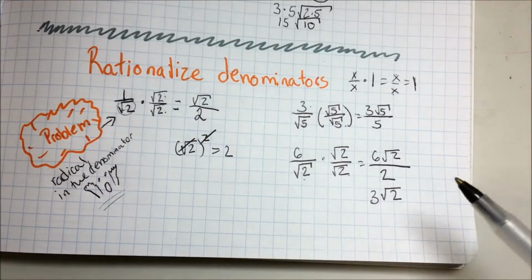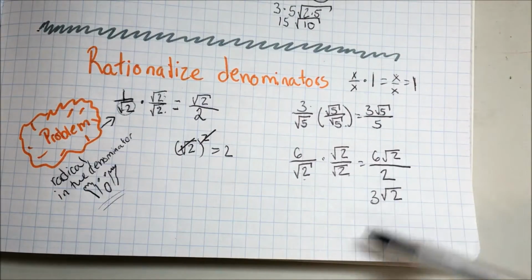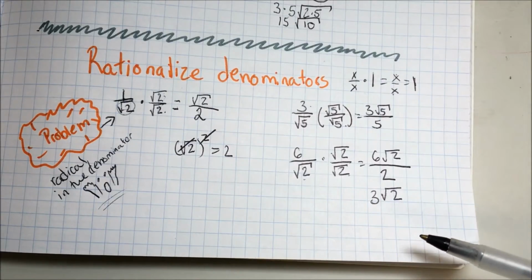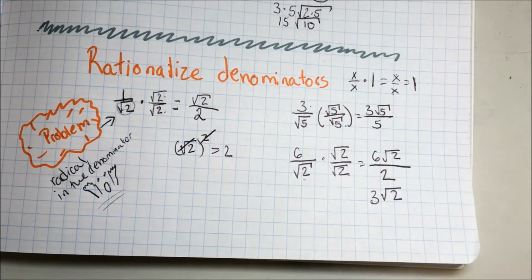Okay, and the reason why we don't want radicals in the denominator is it's just not common notation. We want to try to keep radicals out of the denominator in any way possible. And you're going to see that this pops up later on, all right?